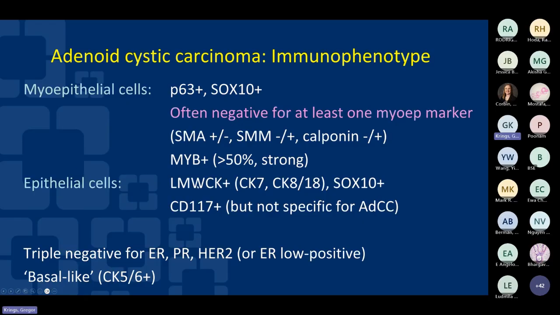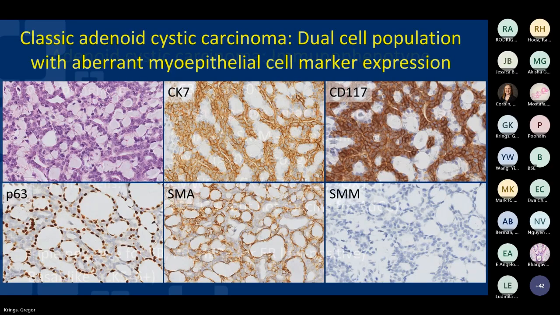Epithelial cells are positive for low molecular weight keratins like CK7 and CK8, can also be SOX10 positive, and these are the cells that are CD117 positive, although, of course, this marker is not specific for adenoid cystic carcinoma. Most of these tumors, like other salivary gland-like carcinomas, are triple negative, but again, ER-low positive tumors can be found that would not exclude the diagnosis. And like the other salivary gland-like carcinomas, these tumors can express CK5/6.